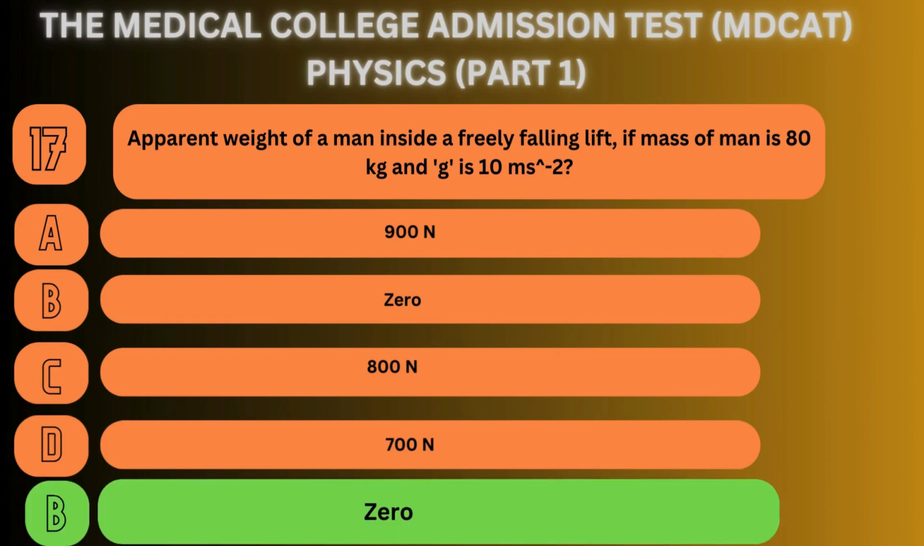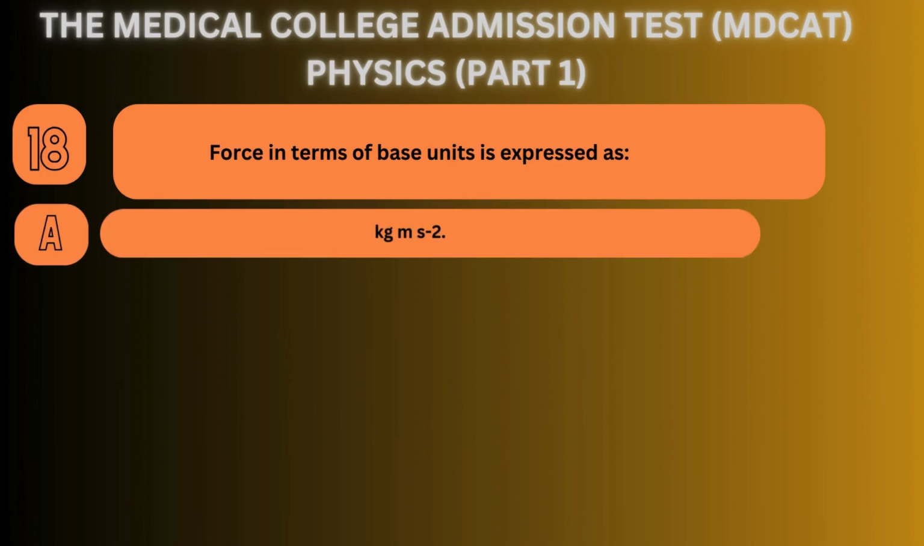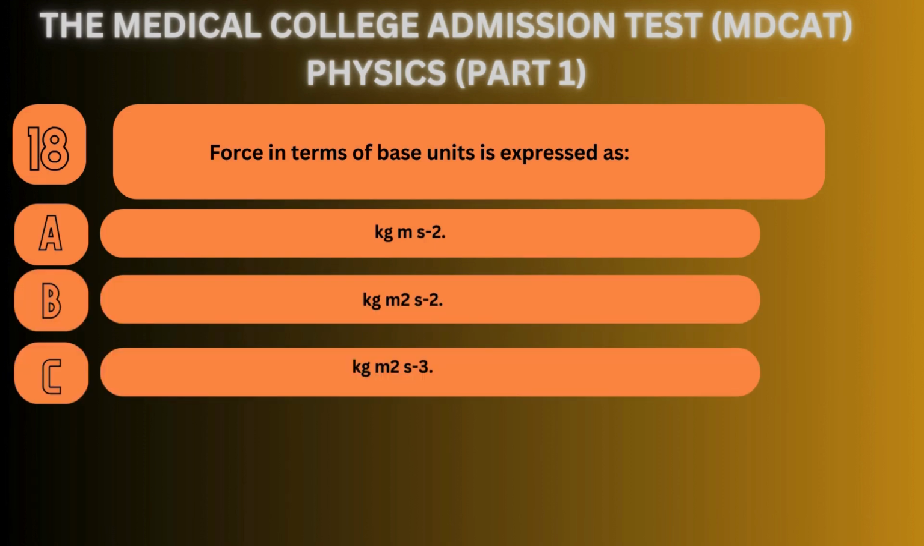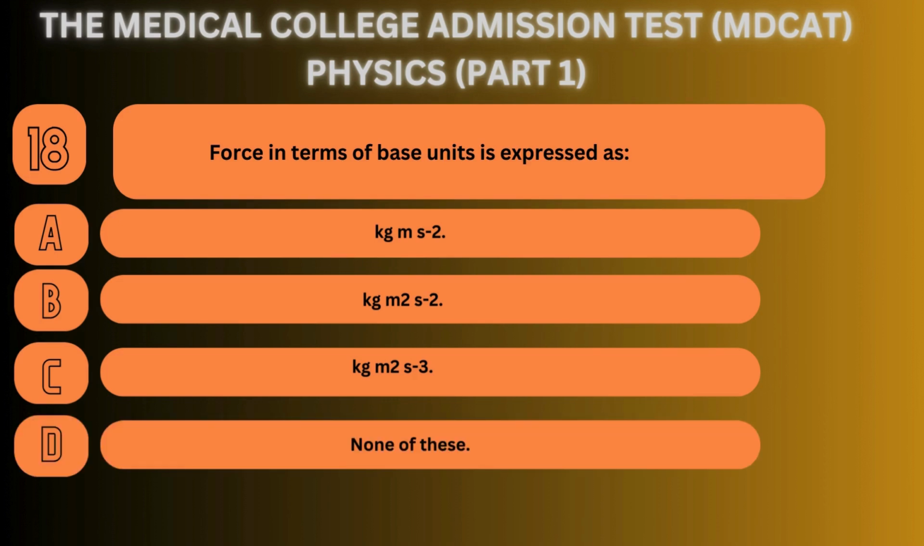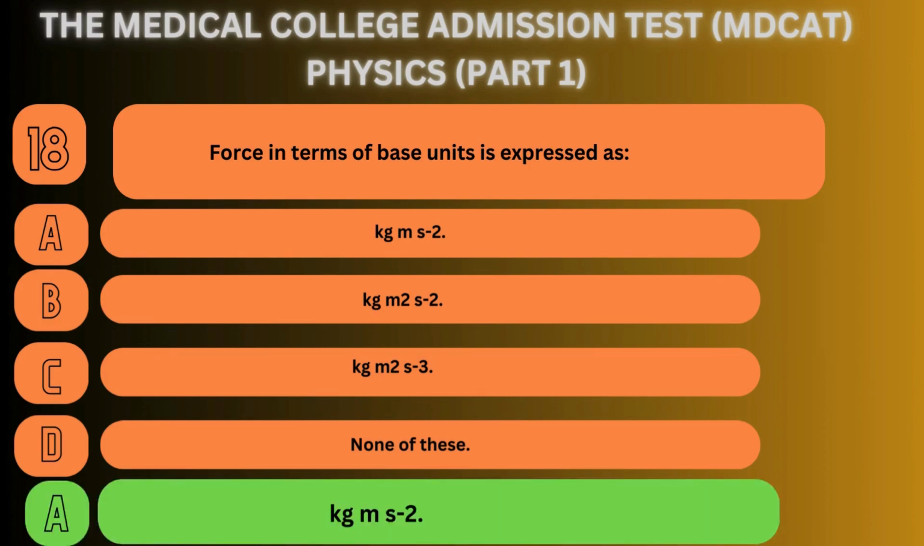Question number 18. Force in terms of base units is expressed as, option A, kg m s^-2. Option B, kg m^2 s^-2. Option C, kg m^2 s^-3. Option D, none of these. 5, 4, 3, 2, 1. Correct answer is A, kg m s^-2.